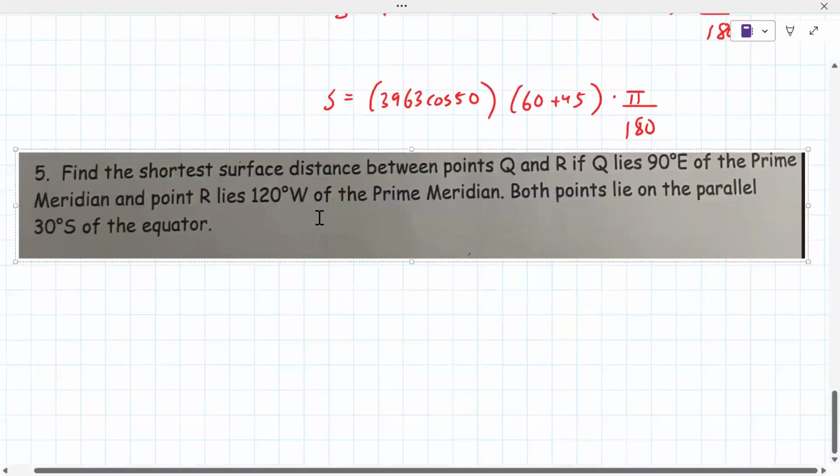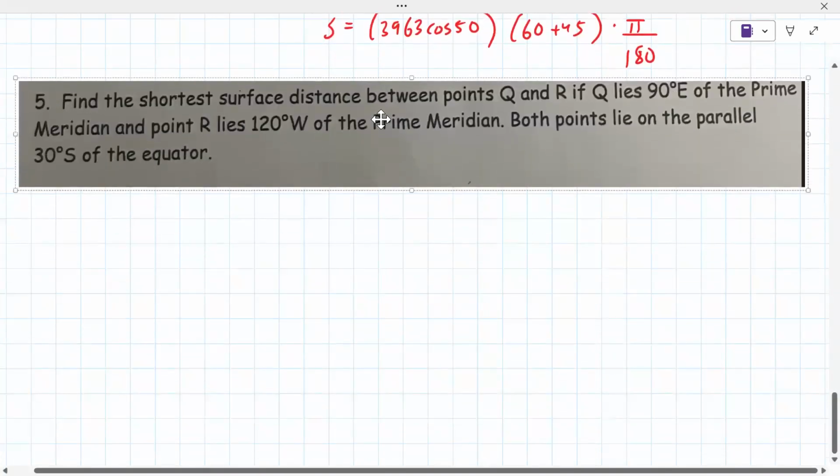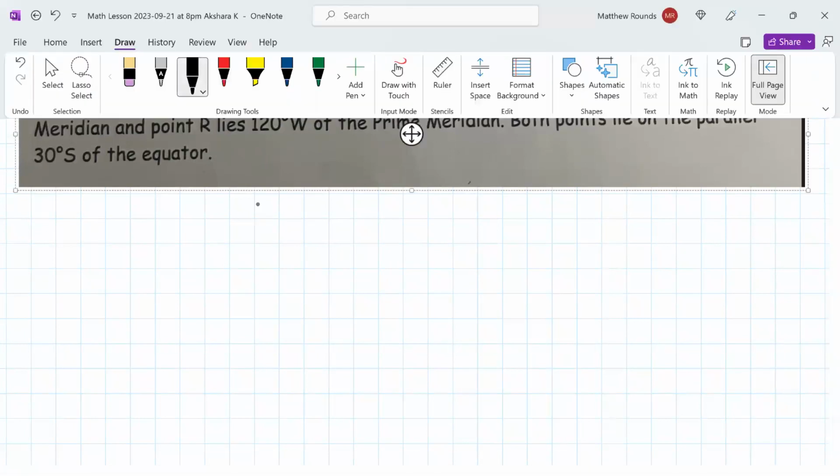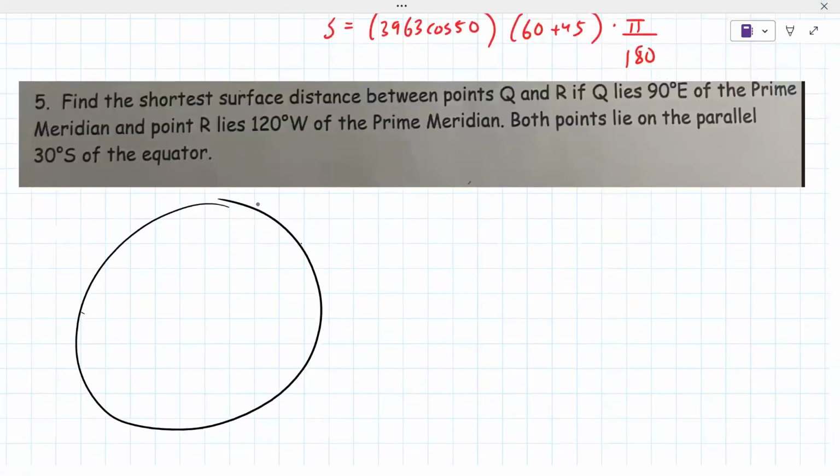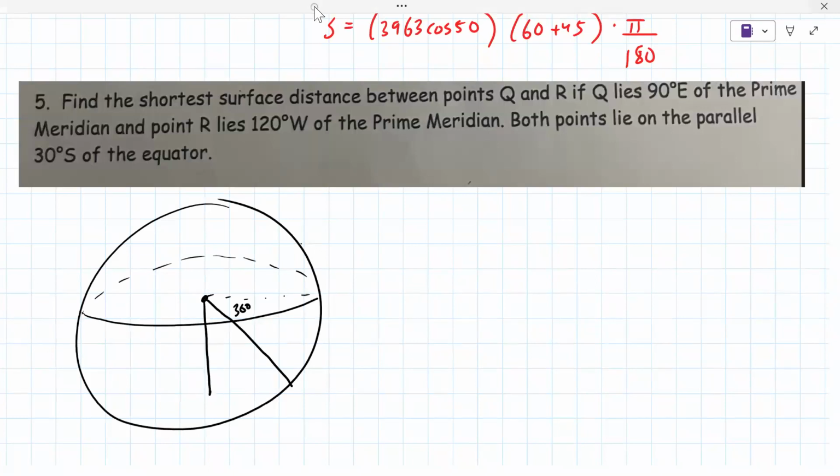Okay. So Q lies 90 degrees east of the prime meridian, and R lies 100 degrees west of the prime meridian. Both points lie on the parallel 30 degrees south of the equator. So again, we draw another globe. Here's the equator. And this time, 30 degrees south. So from the horizontal, 30 degrees south.